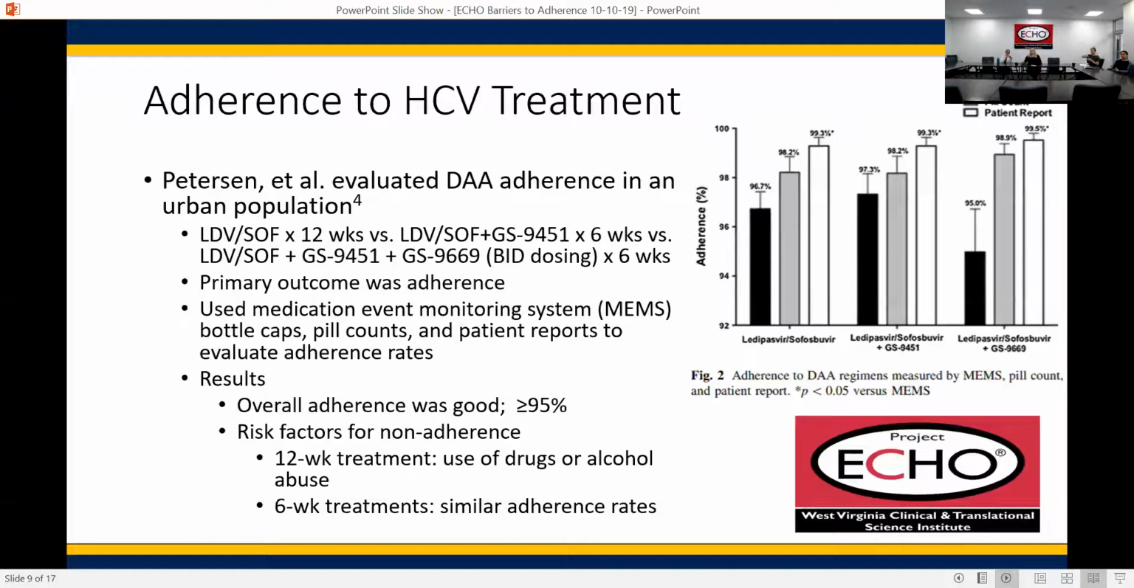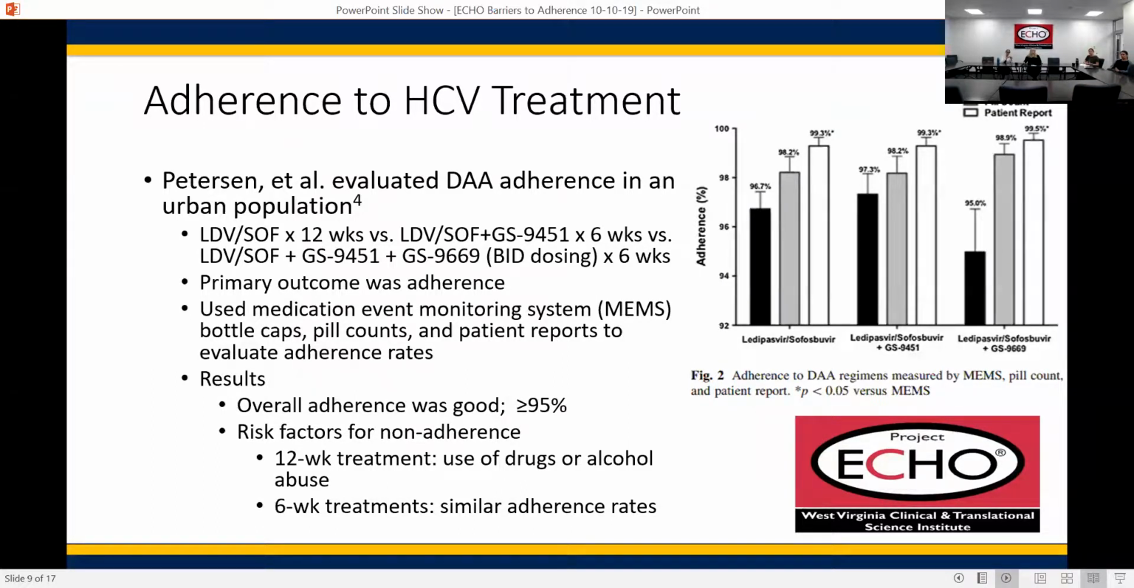So the MEMS, the electronic caps, are the black, the gray is the pill count, and the white is the patient reports. So as you would expect, the patient report is always the highest. But across the board, adherence was greater or equal to 95% no matter what regimen they were doing. So it still had good adherence.